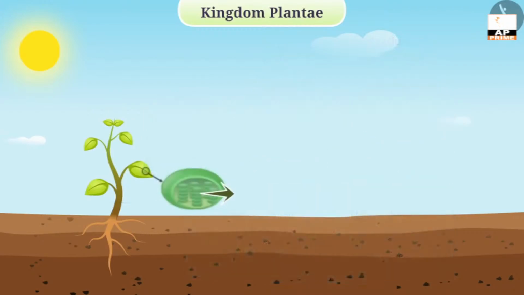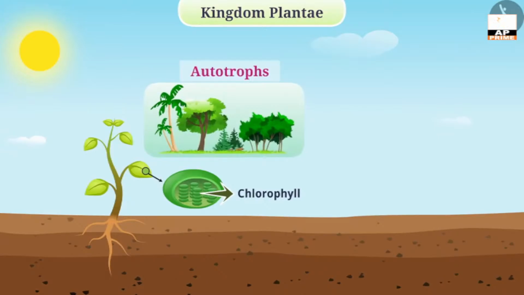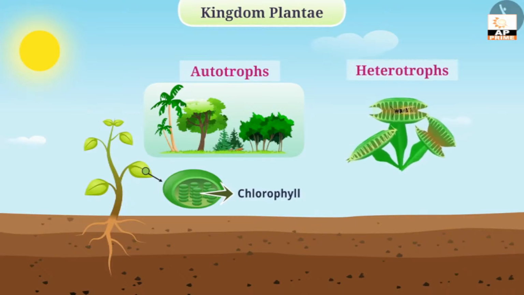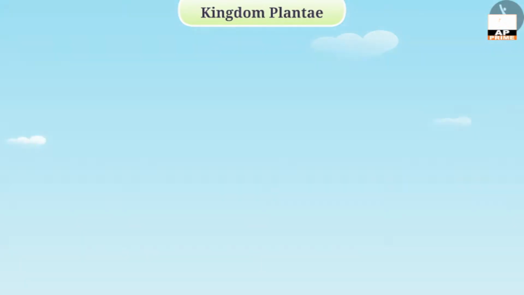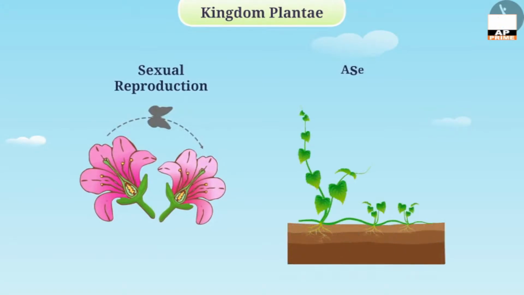Due to the presence of chlorophyll, most organisms in this class are autotrophic, but some of these organisms are also heterotrophs. Some of these organisms produce offspring from sexual reproduction and some from asexual reproduction. Let us now understand the classification of kingdom Plantae.